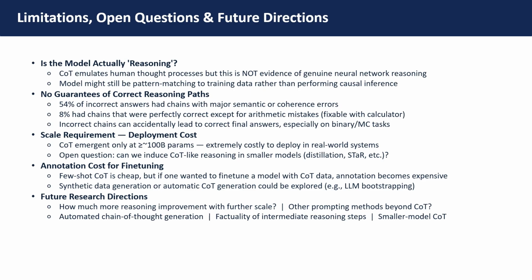Fourth, no guarantee of correctness. Even with COT, errors still occur, so it improves reliability, but it does not solve reasoning completely. So the final takeaway is that chain of thought is powerful, but it is not a complete solution to reasoning in AI.